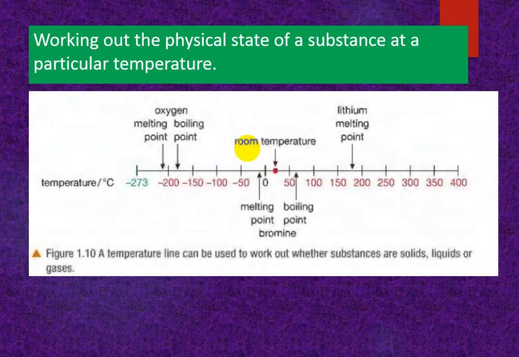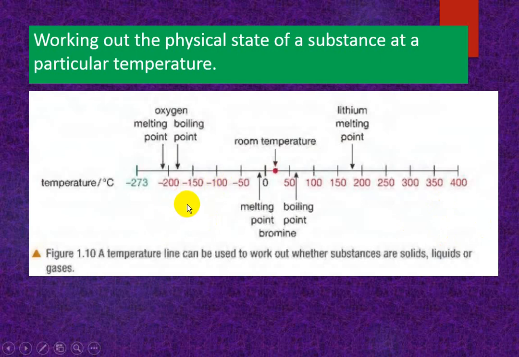Look at this temperature range: -273°C, -200°C, -150°C, -100°C, -50°C, 0°C, and then it is increasing: plus 50°C, 100°C, 150°C, 200°C, 250°C, 350°C, 400°C.